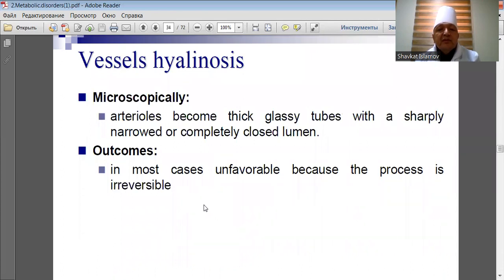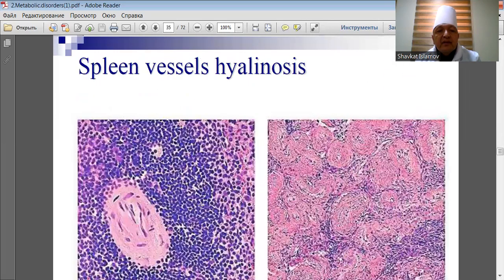Vessel hyalinosis, microscopically: arterioles become thick glassy tubes with a narrowed or completely closed lumen. Outcomes are in most cases unfavorable because the process is irreversible. Microscopic picture, spleen vessel hyalinosis.